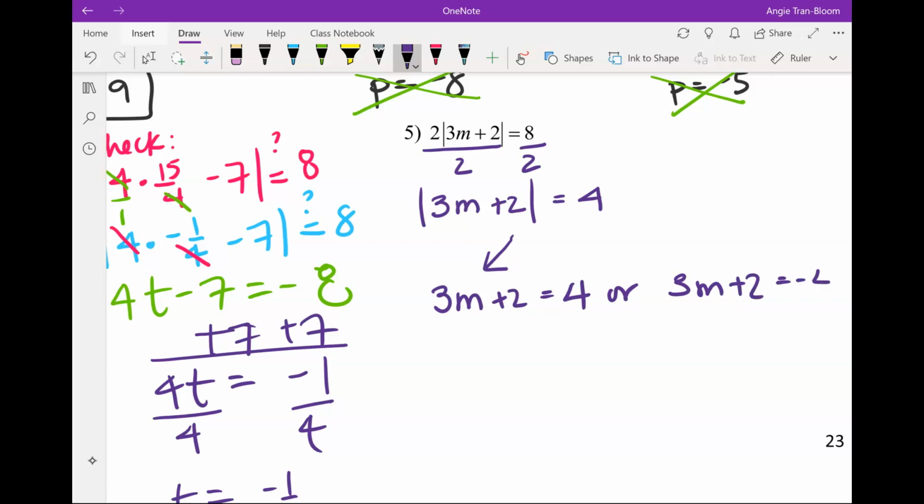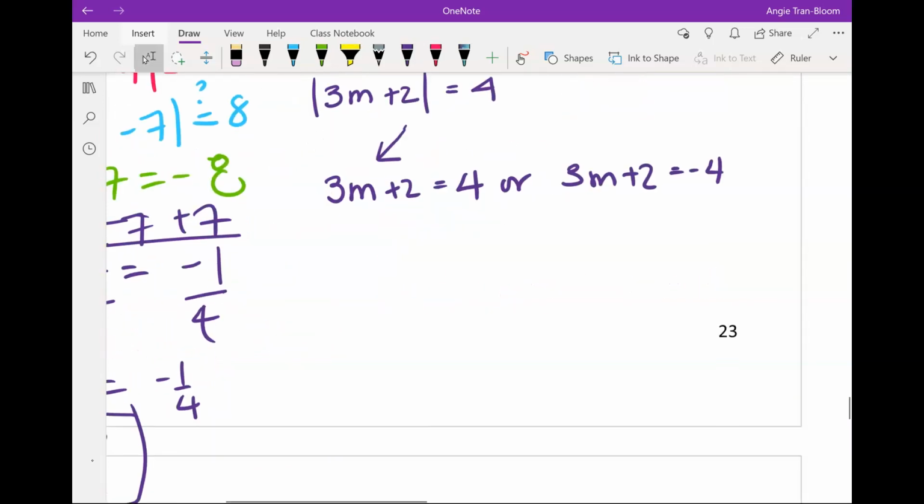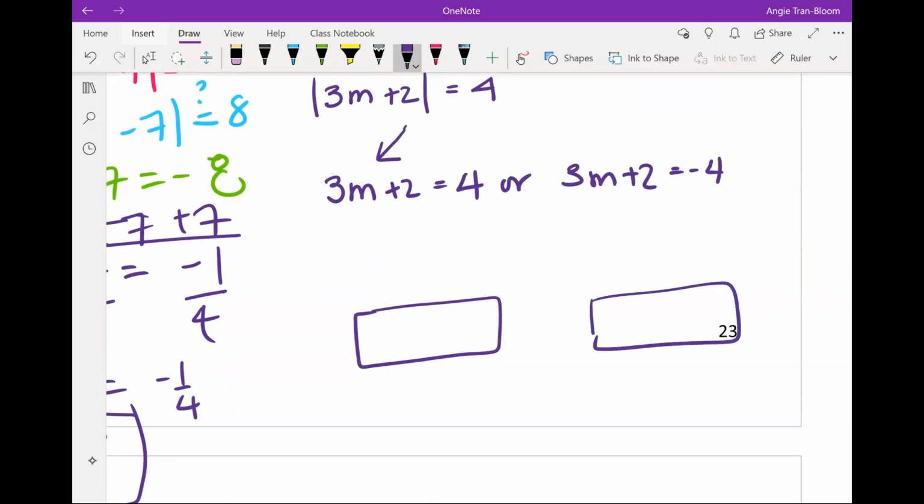All right, go ahead and solve. Once you have the answer for the left and the right, can you compare your answer with your team? And then I'm going to shuffle the cards.